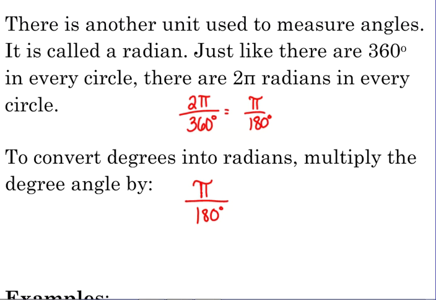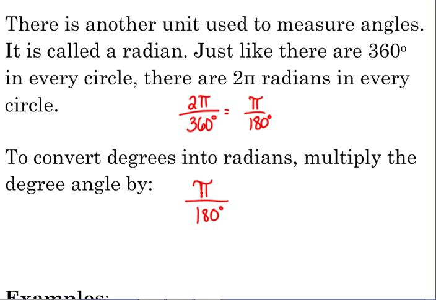And 60 degrees is not the same as 60 radians. They're a very different angle. So you have to have the degree symbol if you're talking about a measure in degrees.